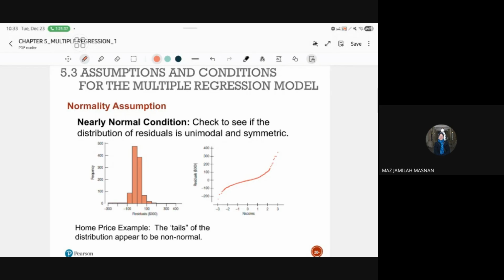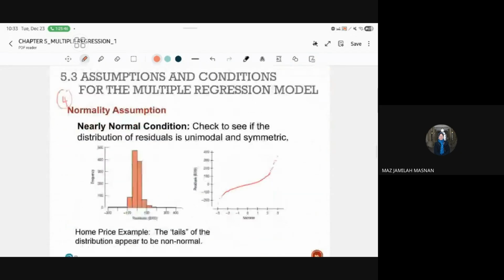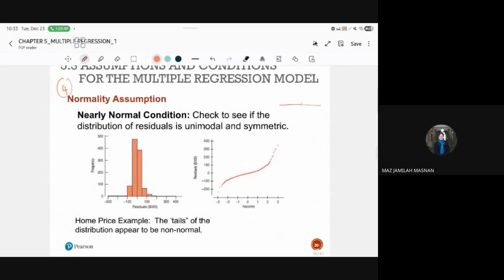Okay. So the fourth one would be the normality assumption. As usual, it should be normal. And this normality can be observed if you use your histogram for the residual. You should have one unimodal peak. Unimodal means that you have only one peak, and it should be symmetric. Nicely symmetric means that you have this particular form of your distribution. Okay, so that would be normality.